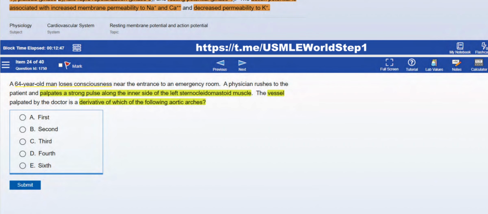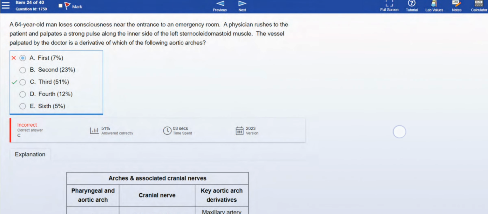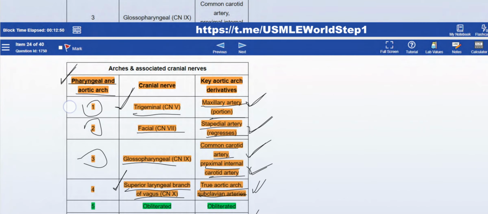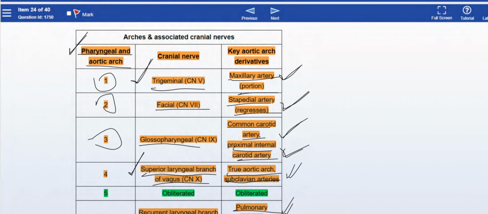So the correct answer for this question is option C. Let us see the explanation why. If we look at the pharyngeal and aortic arches, there are some cranial nerves that are associated, and there are key aortic arch derivatives. First, trigeminal nerve, cranial nerve 5, and maxillary artery portion. Second, facial nerve, cranial nerve 7, stapedial artery, but that would finally regress. The third, glossopharyngeal, cranial nerve 9.